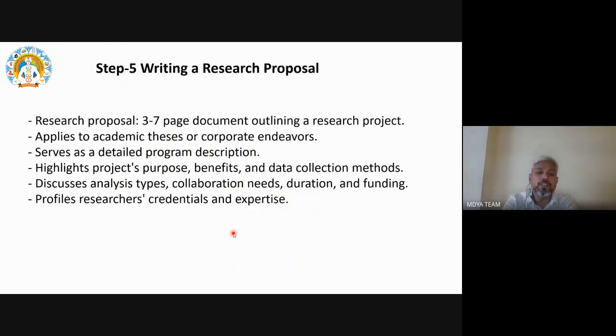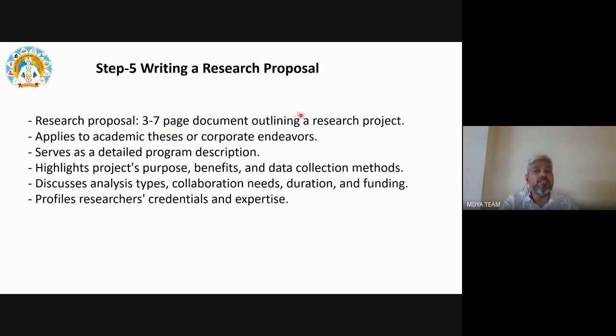So your fourth step of the research process is complete. Now the fifth step is writing a research proposal. A research proposal means when you are submitting a short report of your research in front of a committee, before you conduct the research. It is a 3 to 7 page document, but it could be 10 to 12 pages also, outlining a research project.